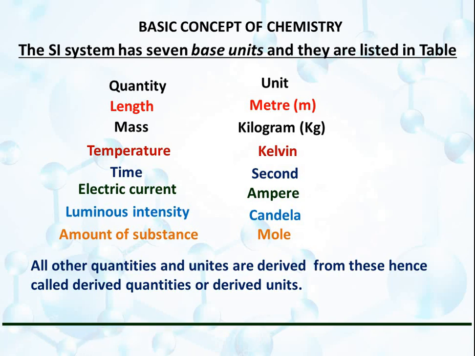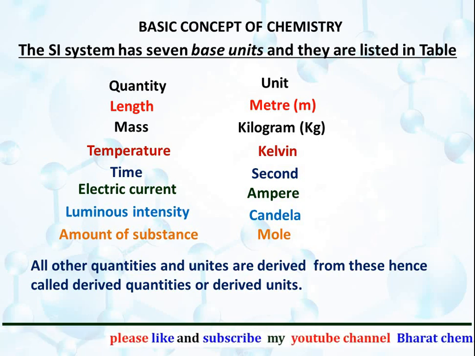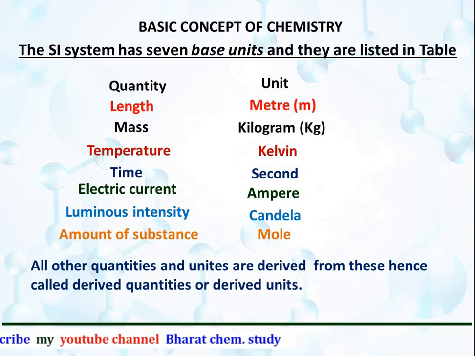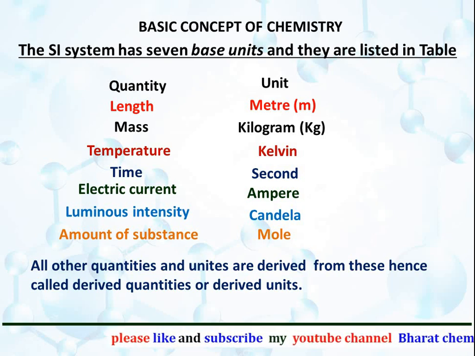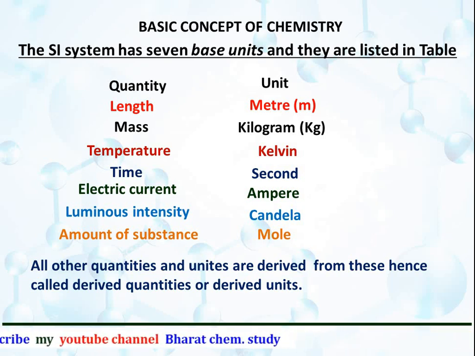For example, speed. Speed has the formula length upon time, where length is a basic quantity and time is also a basic quantity, and speed is called the derived quantity. And meter and second are SI units, and the unit of speed is meter per second, which is called a derived unit.